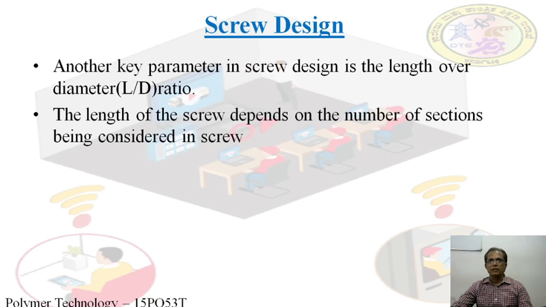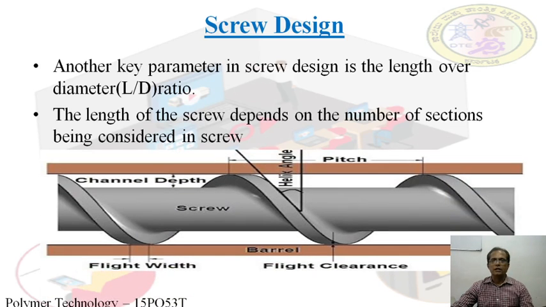Another important ratio is LD ratio. This is a key parameter in screw design. L stands for length, D stands for diameter. The length of the screw depends on number of sections being considered in screw. Here in this diagram, you can see a well-designed screw of an injection molding machine.